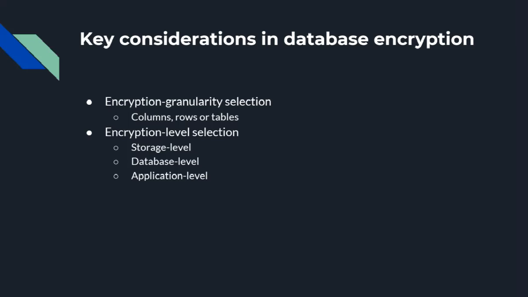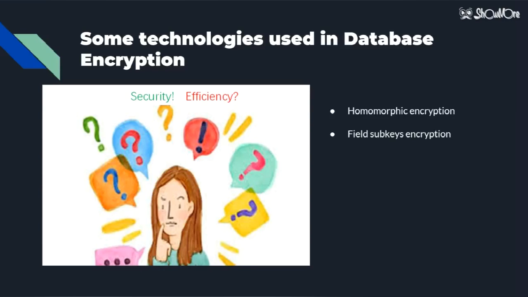Moving to the key considerations in database encryption, we mainly focus on two aspects. One is granularity, and another is the encryption level. For the granularity selection, columns, rows, or tables can be considered as the minimum encryption unit. The selection of granularity unit depends on the practical application. As for the encryption level, there are three levels, which are storage level, database level, and application level. Focus on which methods can be used in the database encryption.